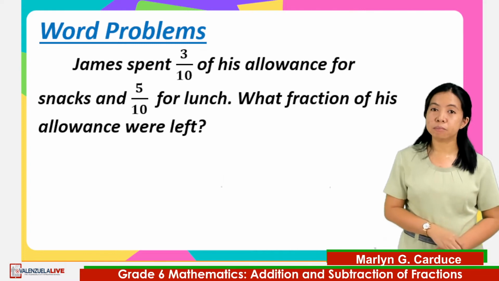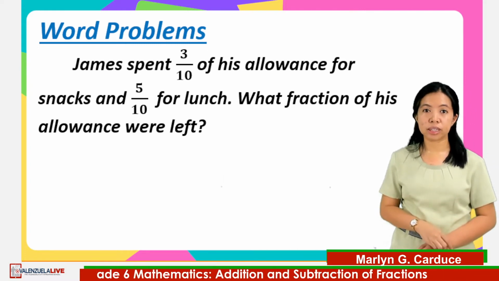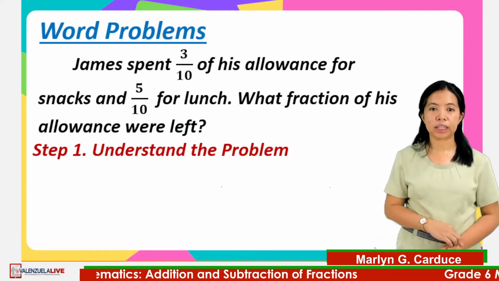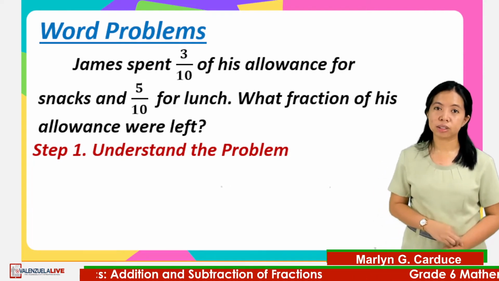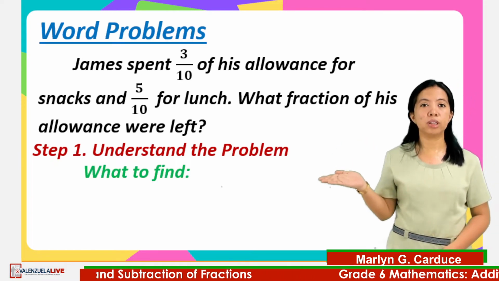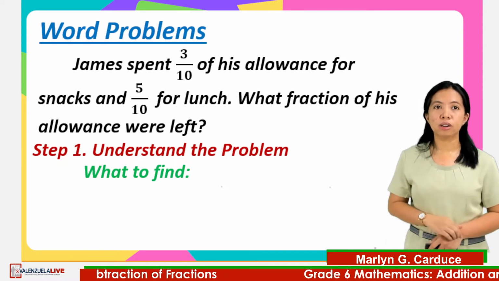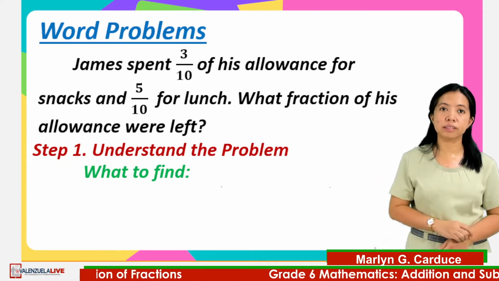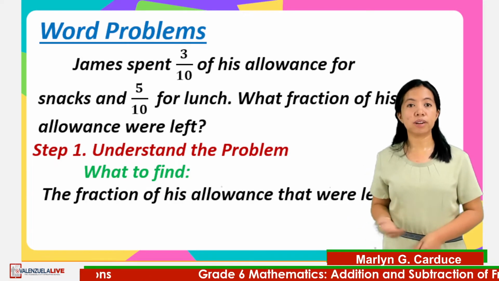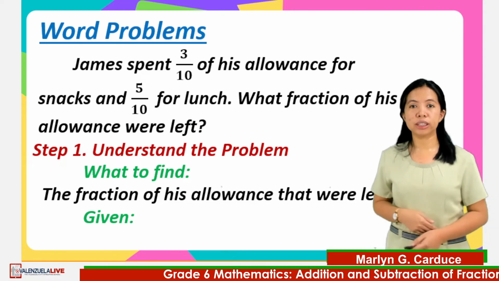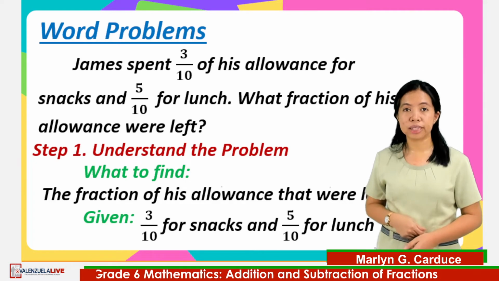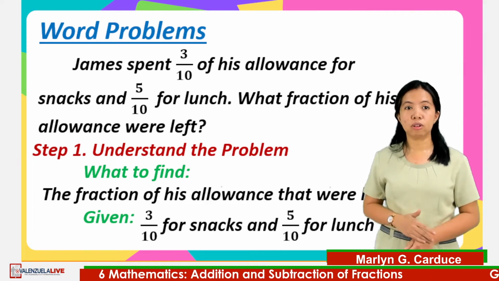So in solving math problems, we follow the 4-step rule. Step 1, understand the problem. Know what is asked and what are the given. So in this problem, we have to find the fraction of his allowance that was left. And for the given, 3/10 of his allowance for snacks and 5/10 for lunch.